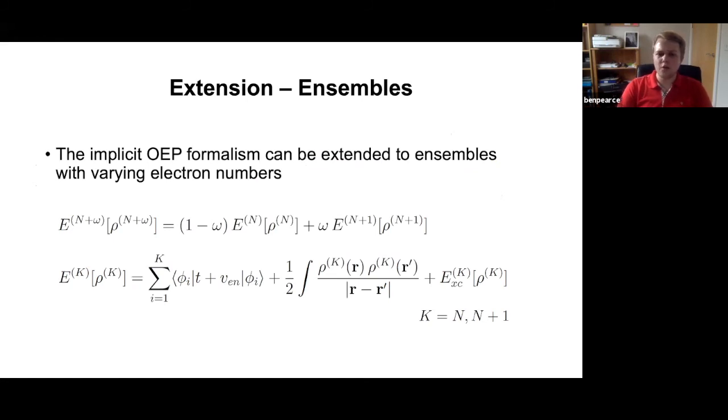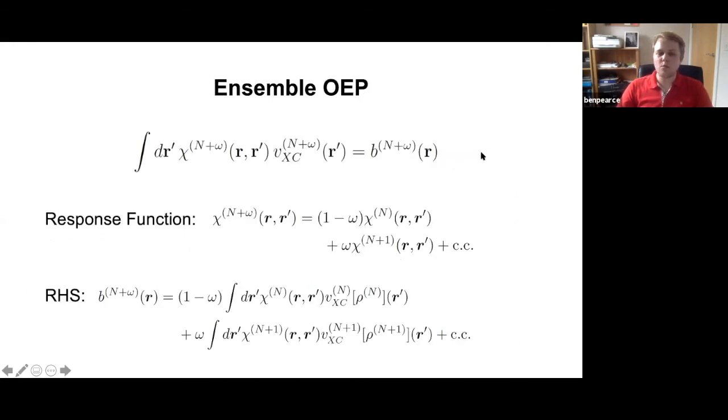So if we imagine an ensemble of n electrons and a system of n+1 electrons, we can write the total ensemble energy in the following form, where each of these subsystem energies can be expressed as follows. So same logic as we use to construct the implicit OEP equation, we can also construct an ensemble OEP equation and search for the local ensemble potential that best represents the ensemble of n and n+1.